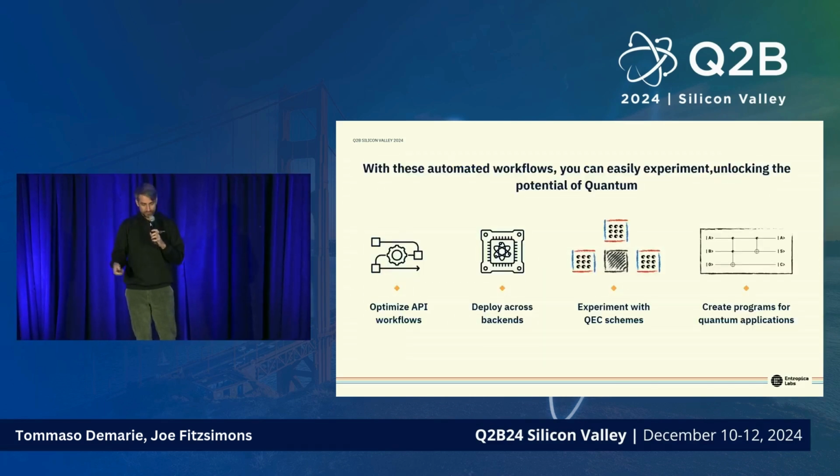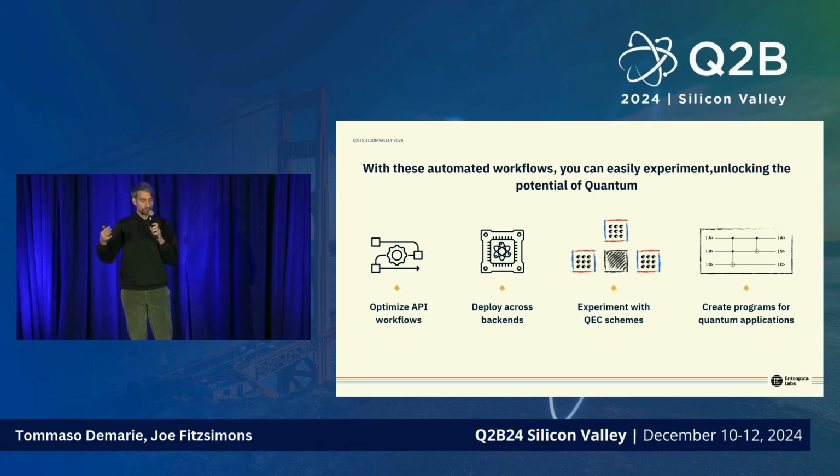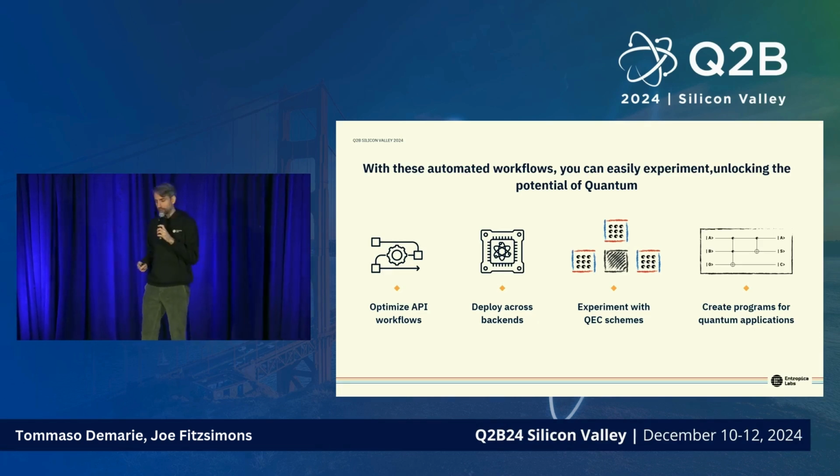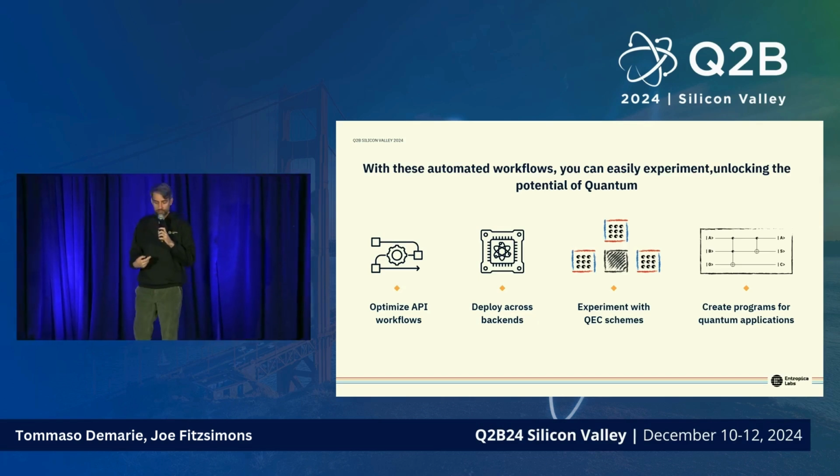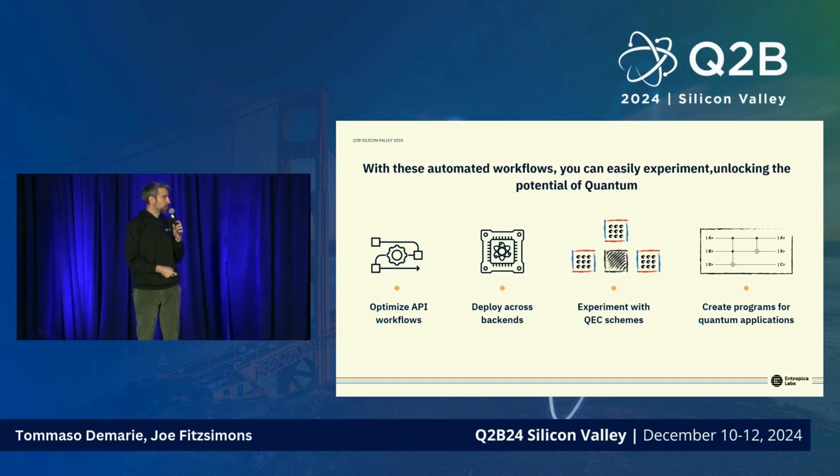So let me conclude. We're building automated workflows. This collaboration really is aiming to demonstrate how you can quickly run quantum error correction experiments using Loom and triple alpha. And the goal is to unlock the potential of quantum. Now, there is still a lot of work to do, because we want to optimize the API workflows. We want to make sure that everything works smoother, faster.